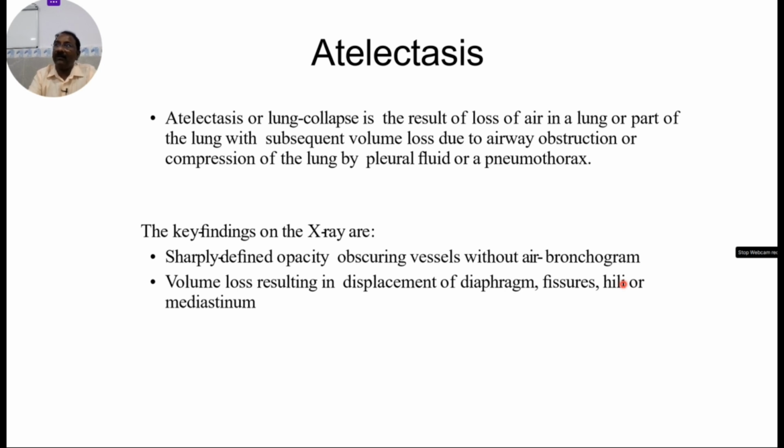pneumonias you don't have any volume loss, but in atelectasis you will have the volume loss, resulting in the displacement of the diaphragm or the fissures or hilum or the mediastinum. So these will be displaced when there is an upper lobe atelectasis. So there is some displacement in your trachea, etc. Or in the lower lobe collapse, so there will be some displacement in your diaphragms. In the mid lobe collapse, so there will be some displacement of your right heart border. So these are very, very important.